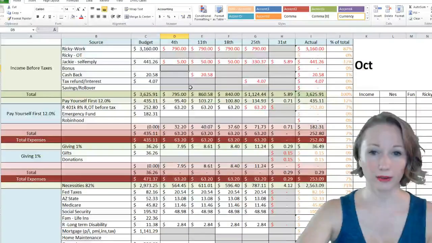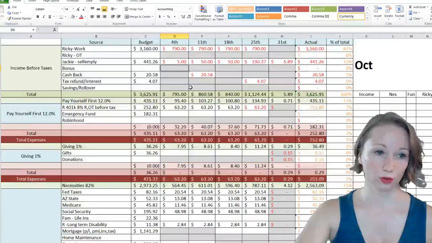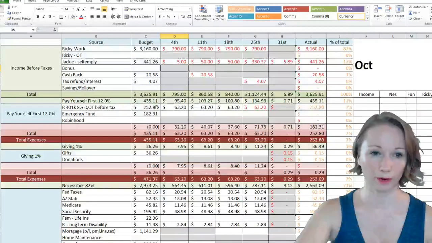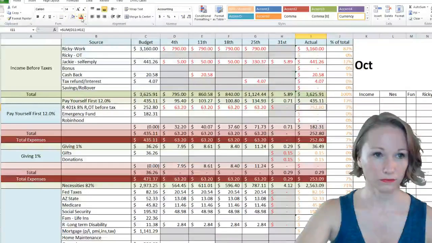So our first category that I like to go over is paying ourselves first. So we're committed to paying ourselves first, currently a minimum of 12% of our income. 8% goes into my husband's 401k from his income automatically, so you can see that this is already populating. So $252.80 for the month, and then each paycheck is about $63.20. So I'm going to go ahead and make these red because again we're just projecting out.